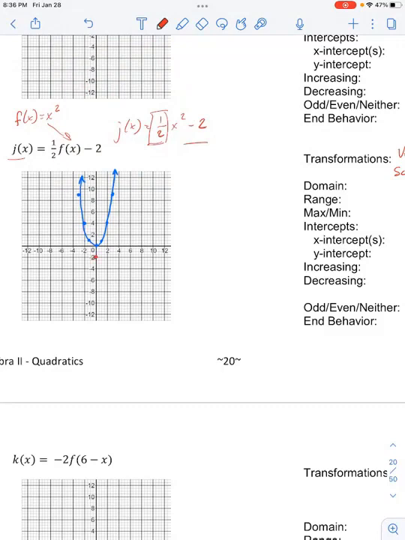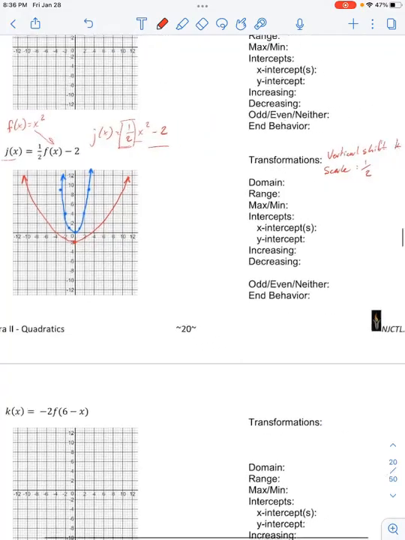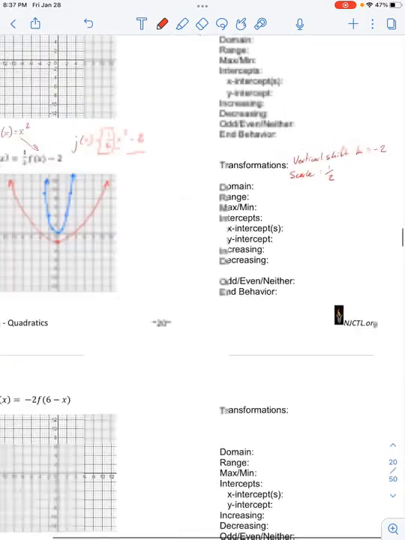And also, since we multiply x squared by 1/2, this means that our parabola will open up at a slower rate. So it'll look something more like this. Maybe not as extreme, maybe just more like this, but you get the picture. It's not as steep, I would say. So we have a scaling factor of 1/2.